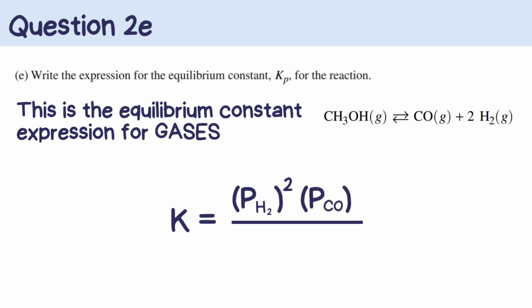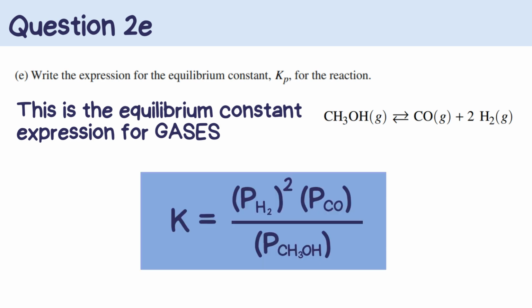And we're going to multiply that by the partial pressure of carbon monoxide, which is a product, again, products over reactants, and that's going to be divided by the partial pressure of methanol. And so it looks like in this problem it doesn't ask for any values, so I guess this is the final answer. Not too bad of a problem, if you ask me.